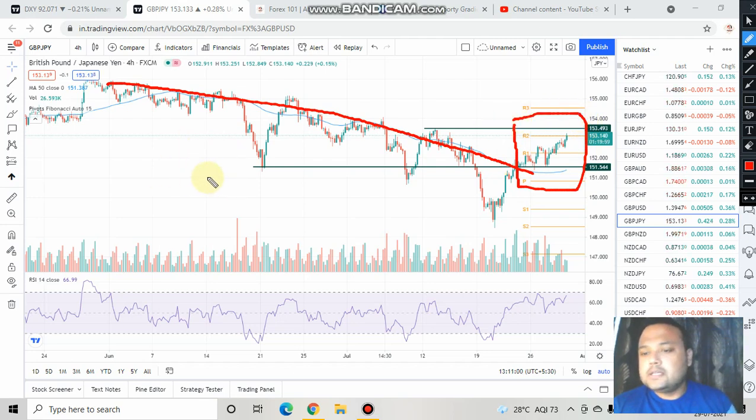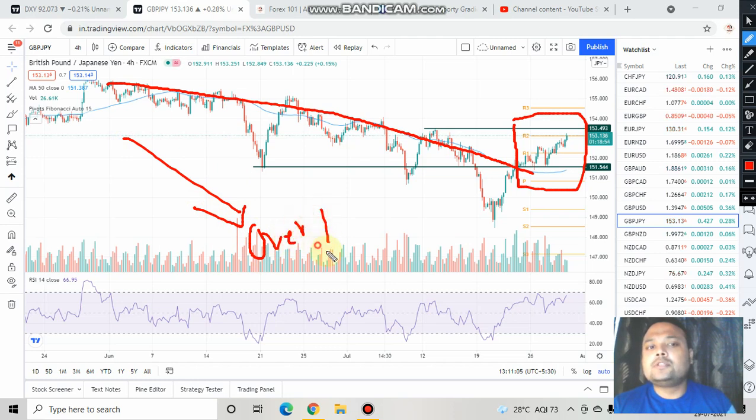Therefore, if we consider the overall trend of the market, it may be towards the downside. Overall trend may be towards the downside, but if we look at the present trend of the market here, then there is no doubt that the market is extremely bullish.